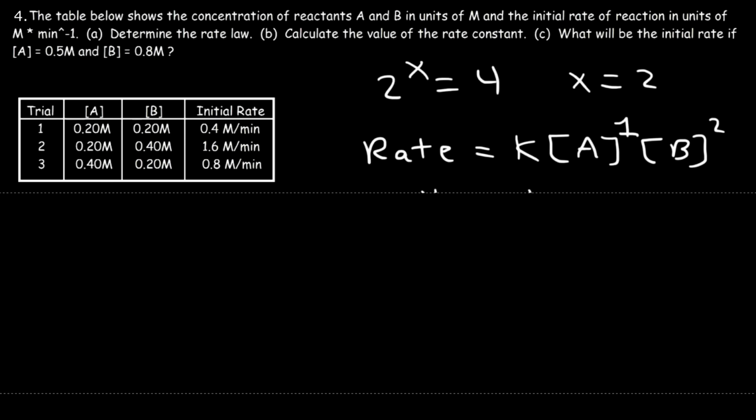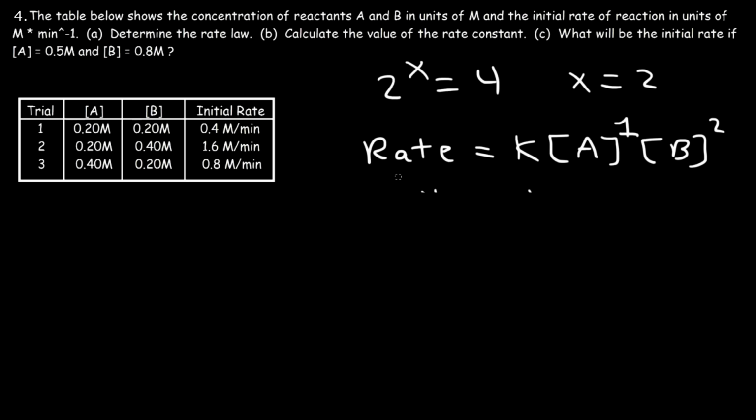It's first order with respect to A, second order with respect to B. To calculate the overall order of the reaction, all you have to do is simply add the exponents. So 1 plus 2 is 3. That means that the reaction is third order overall. So this is the rate law expression. This is the answer to part A.